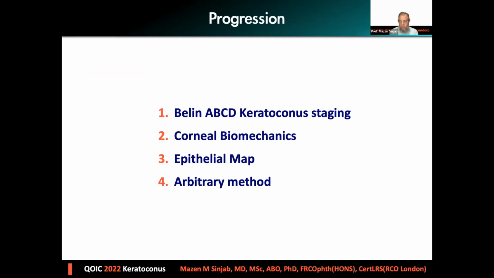Now, how to detect the progression? There are 4 ways, actually. The first one is the Belin ABCD keratoconus staging. The second one is corneal biomechanics. The third one, epithelial map. And then my own arbitrary method in case you don't have such wonderful technologies.